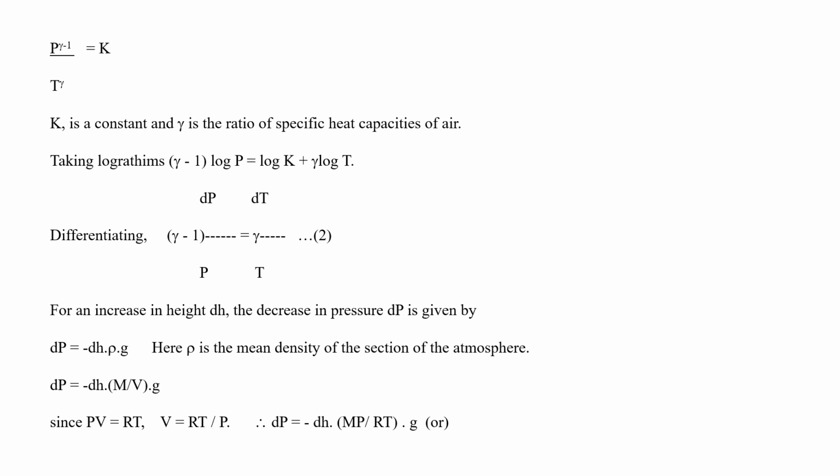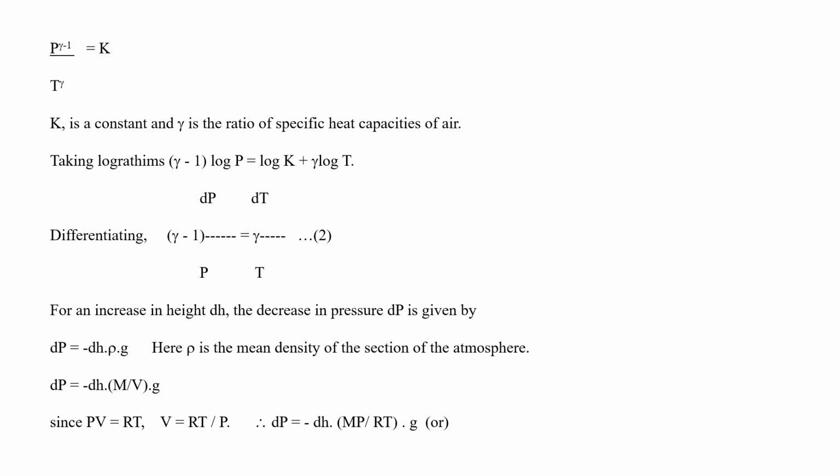We differentiate this expression with respect to the variable. Therefore, (ν − 1) into dP by P is equal to ν into dT by T, since log K is 0. So, this would be expression number 2.